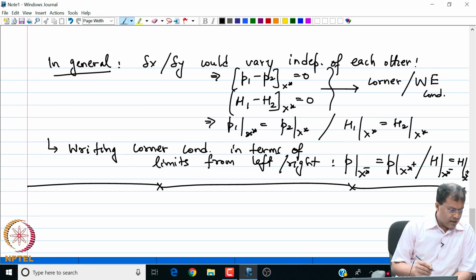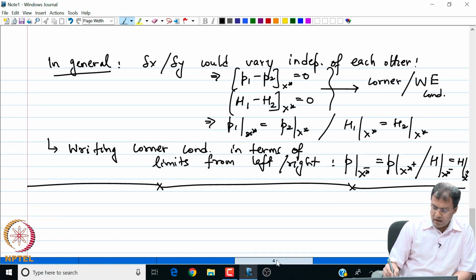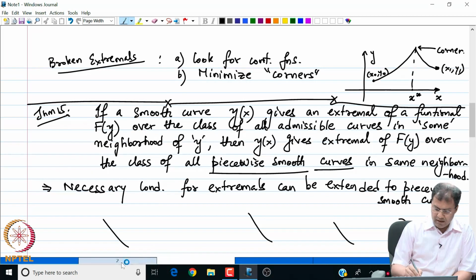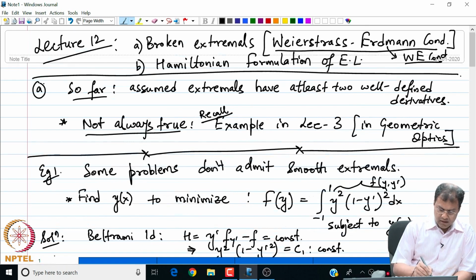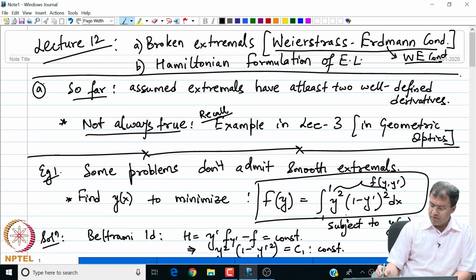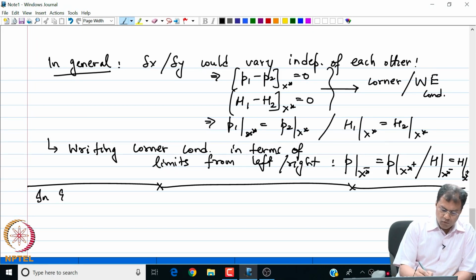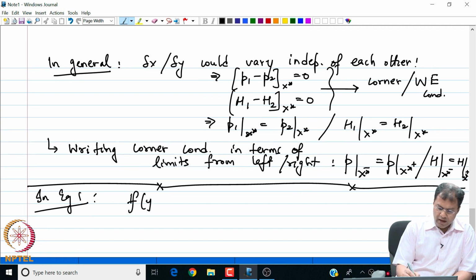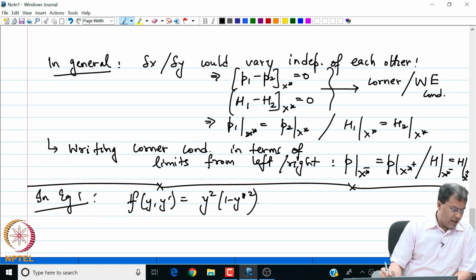Let us now go back to our example 1. We would like to see how to solve the same example for which we did not even get the extremal. I am talking about the example that we discussed in the first slide, with my function f of y comma y prime being y square times 1 minus y prime square.